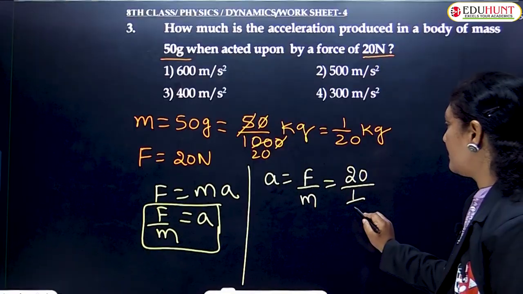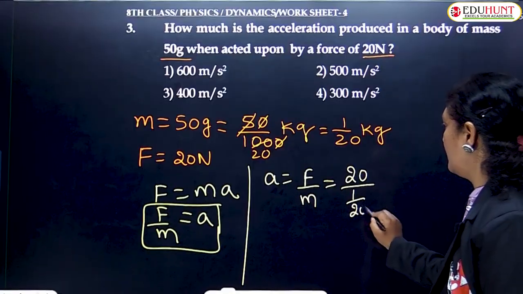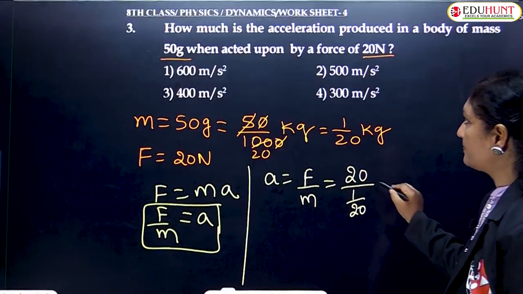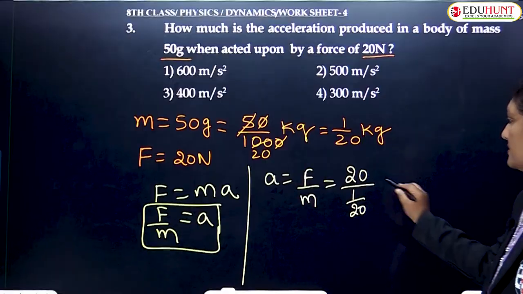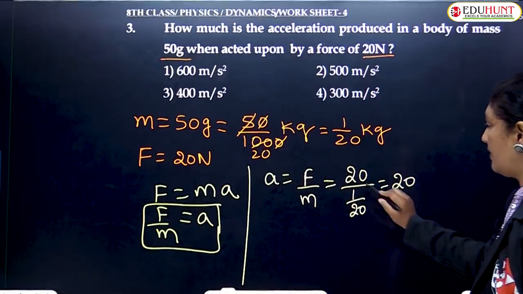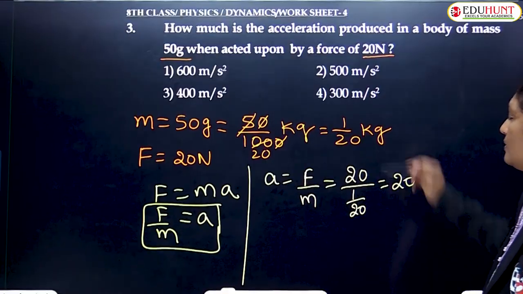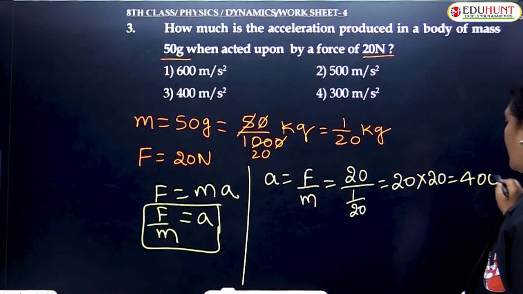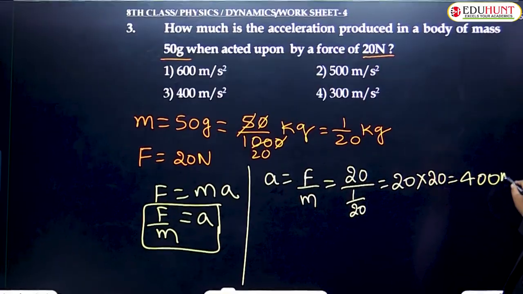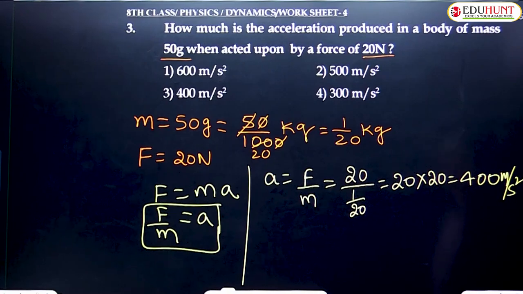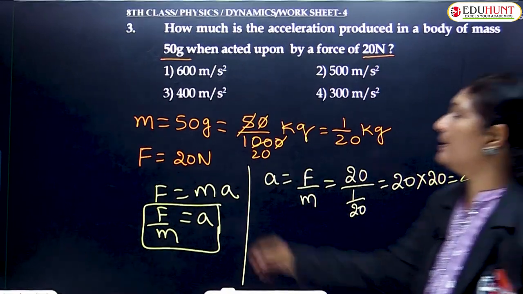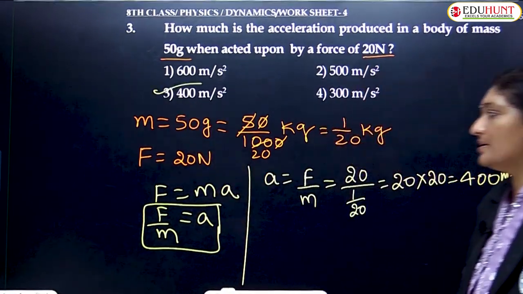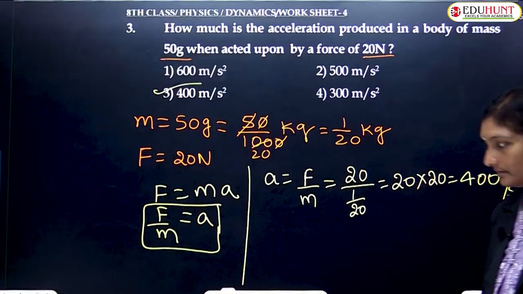How much is the mass? 1 by 20 kgs. Okay. So based on that, you can simplify this. 20 and 1 by 20 means the reciprocal will go up, means 20 into 20. Answer is 400. Acceleration units is meter per second square. 400 meter per second square. So third option is the right answer.